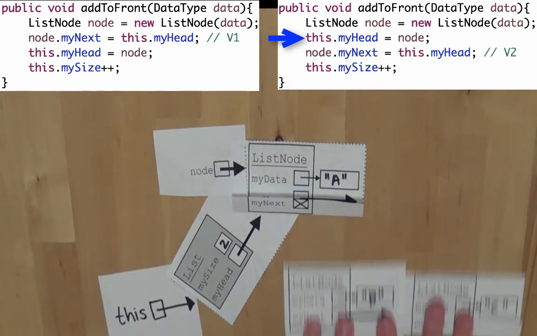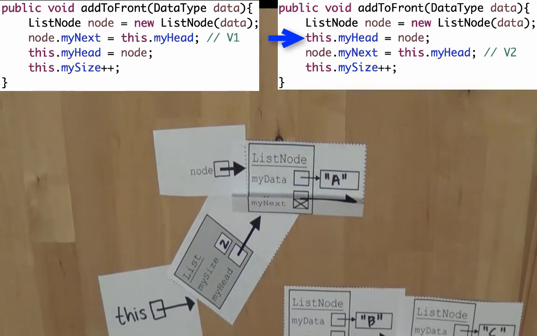Okay, but check it out. Now literally nothing is pointing at these elements that we lost here, B and C. So just by flipping the order of 2 lines of code, I went from completely working code to code that threw away the rest of my list.